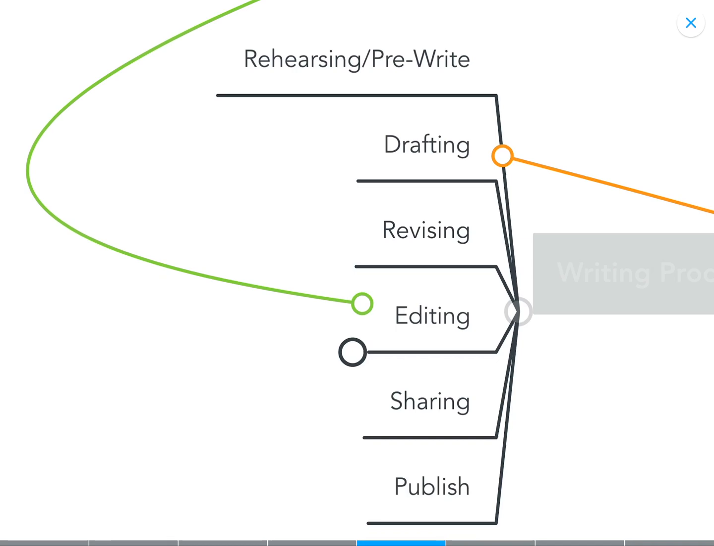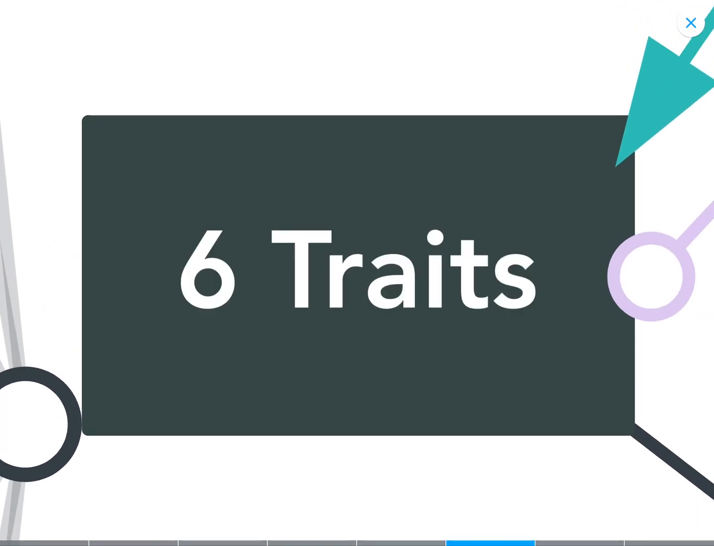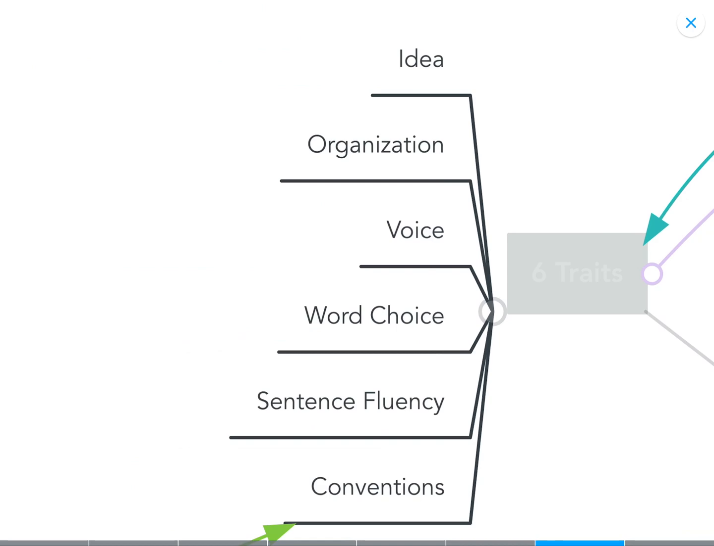Editing is the more mechanical version where they're fixing misspelled words, capitalization, and punctuation. Sharing is when the students will read their work to an audience or their peers. And publishing is when students will produce their final copy to be displayed. Next, we'll be talking about the 6 traits, and they are ideas, organization, voice, word choice, sentence fluency, and conventions.